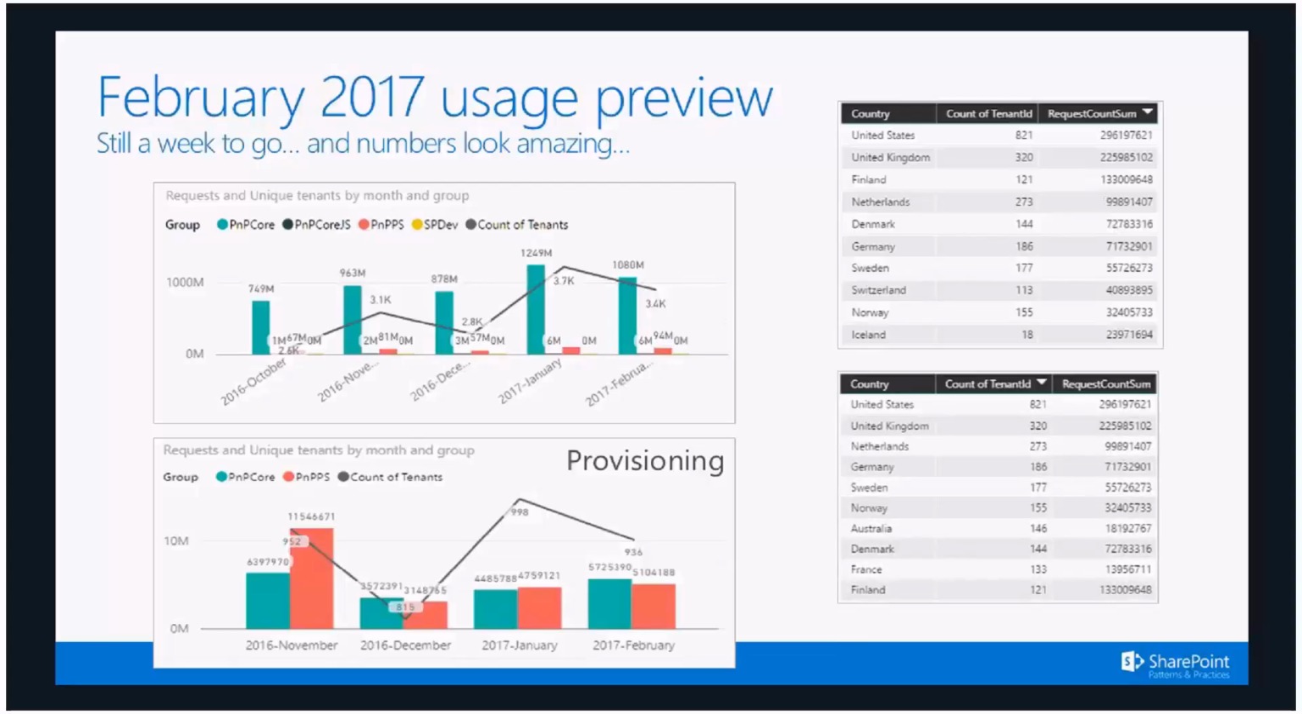And then from a count of tenants perspective, US absolutely number one, which we can see from the previous chart as well. UK 320, Netherlands is catching up to the UK. We'll see if they can actually catch that. Germany, Sweden, Norway, Australia, Denmark, France, and Finland. So a lot of US, a lot of European, and Australia is also pretty high from a count of numbers perspective as well.